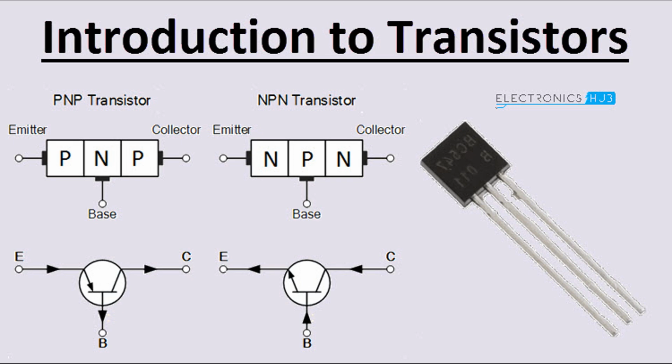The structure of a UJT consists of a lightly doped N-type silicon bar, also known as the intrinsic region, with 2 heavily doped P-type regions at each end acting as the emitter and base terminals. The emitter terminal is connected to the intrinsic region near one end, while the base terminal is connected to the other end. The UJT does not have a collector terminal like other transistors.